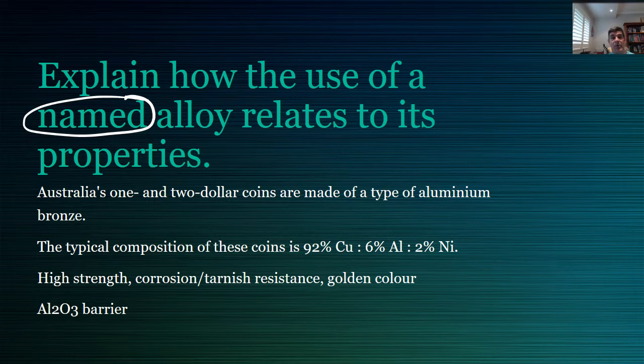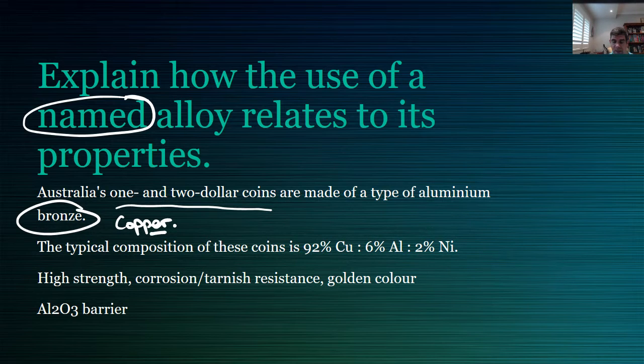But here's an example that I haven't talked about that you might find interesting and hopefully a little bit relevant too. Because you may be carrying around a few dollar coins, either the ones or the $2 coins, and these are made from a particular type of bronze. Now bronze is a copper alloy, and we know that we can add tin or zinc to copper to produce bronze or brass. We can also add aluminium, and if we add aluminium we get an alloy of copper called aluminium bronze.